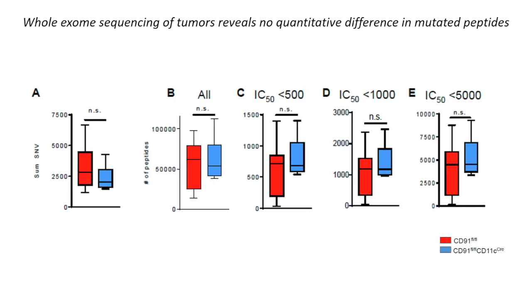We then sequenced tumors derived from CD91 conditional knockout mice or from wild-type mice to determine mutational burdens and neo-epitope expression. We showed similar numbers of mutations in tumors from both mice in panel A. When only affinity of mutated peptides for MHC was considered in panels B through E, no differences in neo-epitope expression was observed in tumors from both mice.